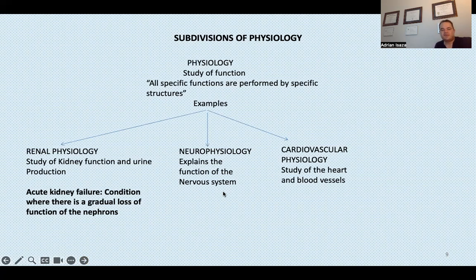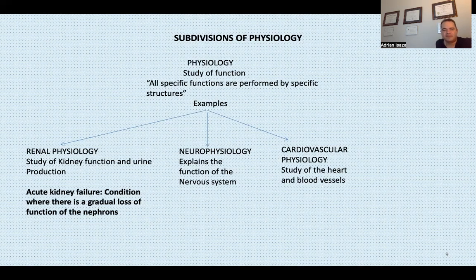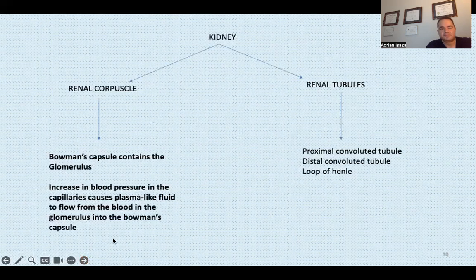Kidney question, acute kidney failure, a condition where there's a gradual loss of function of the nephron. So the nephron is the functional unit of the kidney, which is made of the renal corpuscle, which includes the glomerulus and Bowman's capsule, and the renal tubules with the proximal convoluted tubule, the loop of Henle, and the distal convoluted tubule. I think you have to know that as well. But anyway, know this, it's acute kidney failure, right?